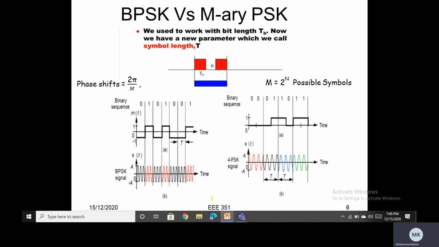So we used to work with bit length previously in case of binary communications or binary modulation techniques. Now we have a new parameter which is called symbol length or symbol period. In some books it uses capital T, some books use T subscript S. So this blue line basically shows the length of the symbol, and in this symbol there are 3 bits, so 101. One symbol is representing 3 bits, and that's why it is very bandwidth efficient. So the bandwidth requirement reduces 3 times, or by a 1/3 factor.